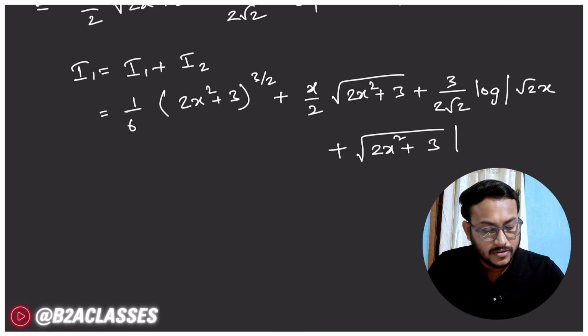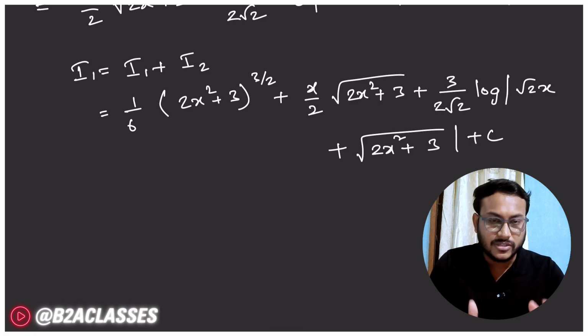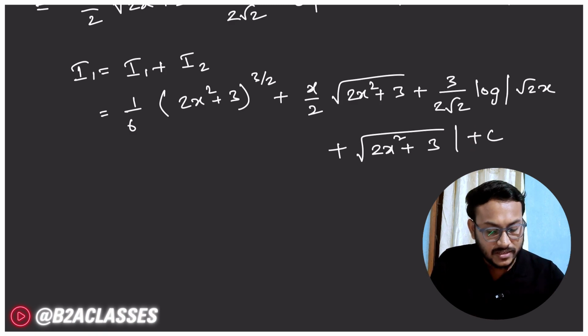The constant for the integration I1 was C1 and the constant for the integration I2 was C2. Upon adding C1 and C2, I will get another constant. Let's say that constant is C. Now this is the final solution for the given integration.